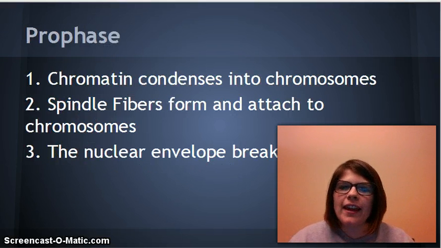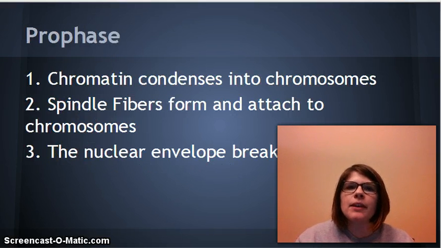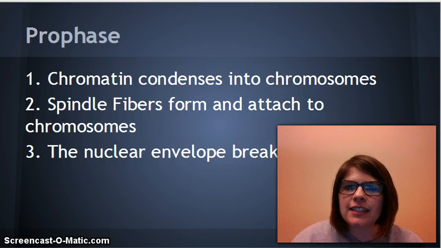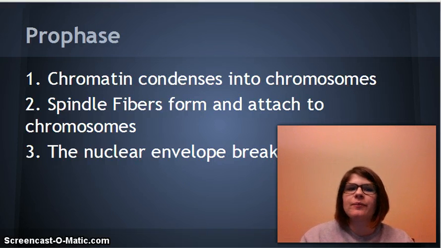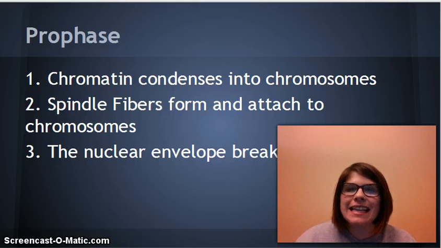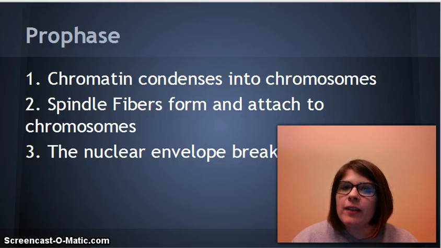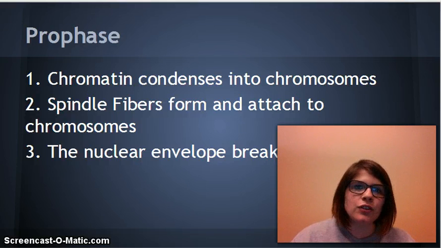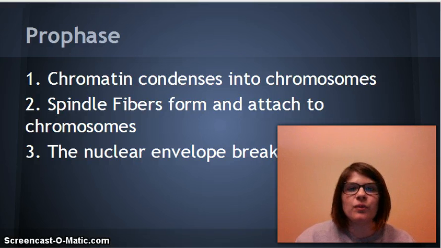So prophase. Now you're going to want to copy all of these things down, so listen very, very carefully. Chromatin condenses into chromosomes, and so we now have those tightly wound chromosomes. And we get spindle fibers that are going to form and attach to our chromosomes. Now, those spindle fibers come from an organelle in the cell. Do you know what it's called? If you said centriole, you would be correct. Pat yourself on the back again.